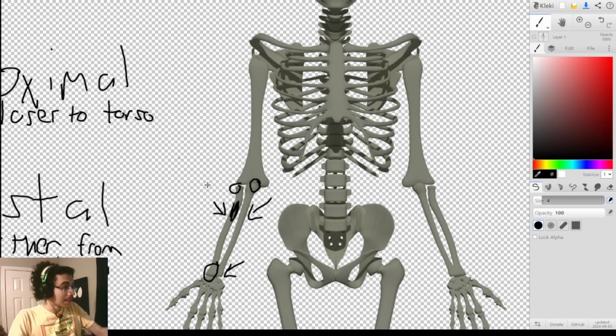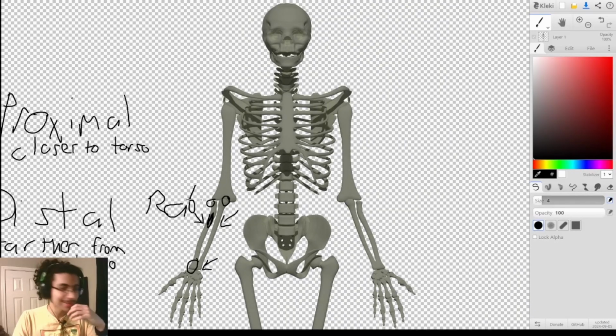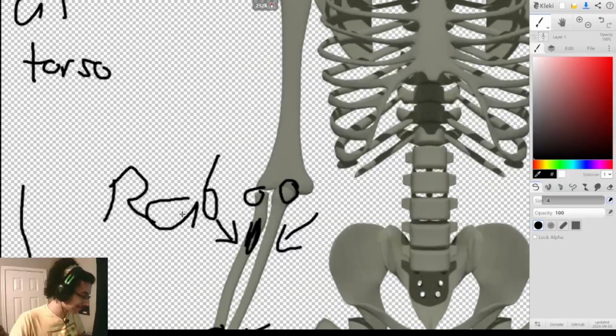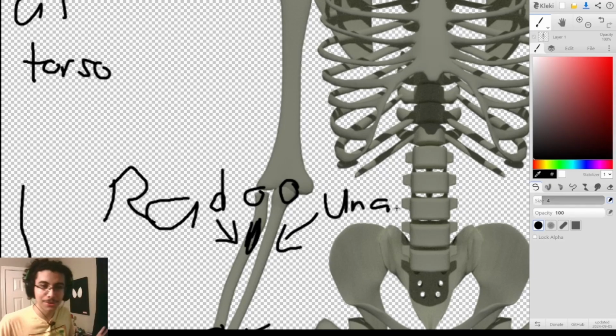Oh, well, you see, the proximal end is smaller, so it has to be the radius, right? That's short for radius. Rad. And then the other one, oh well, the proximal end is wider. It's the ulna. Okay, cool.